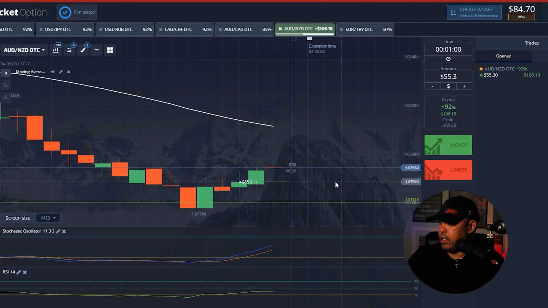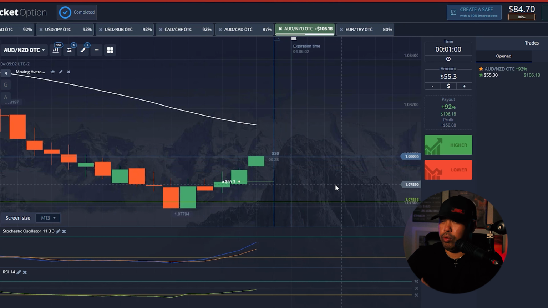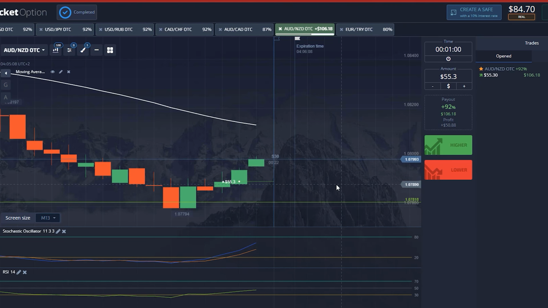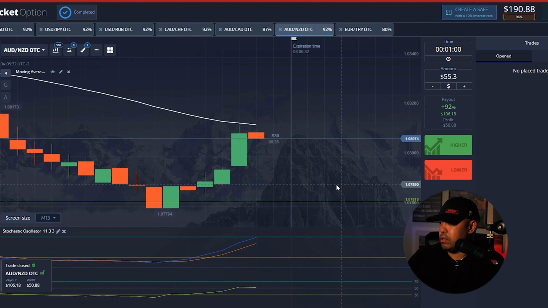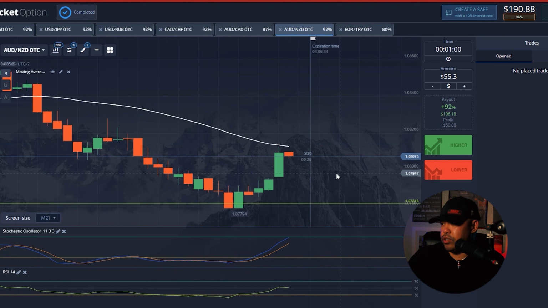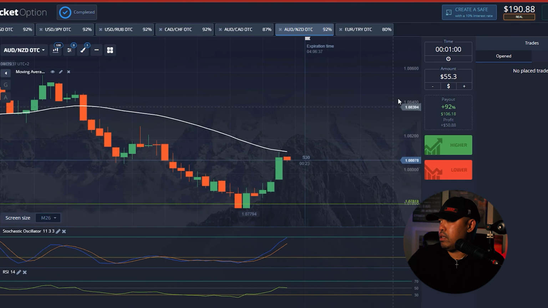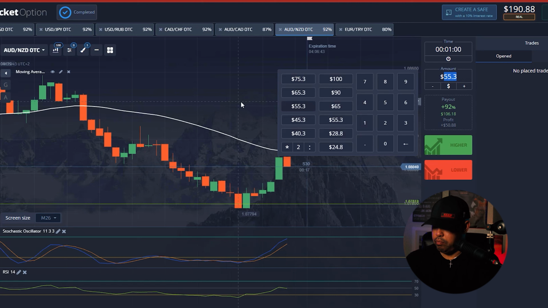Now this is what we wanted. But it's all good. Let's see how much we make after this trade. Okay, we got that. That was actually a really good signal. And we're at 190. Let's go ahead and lower our bet.